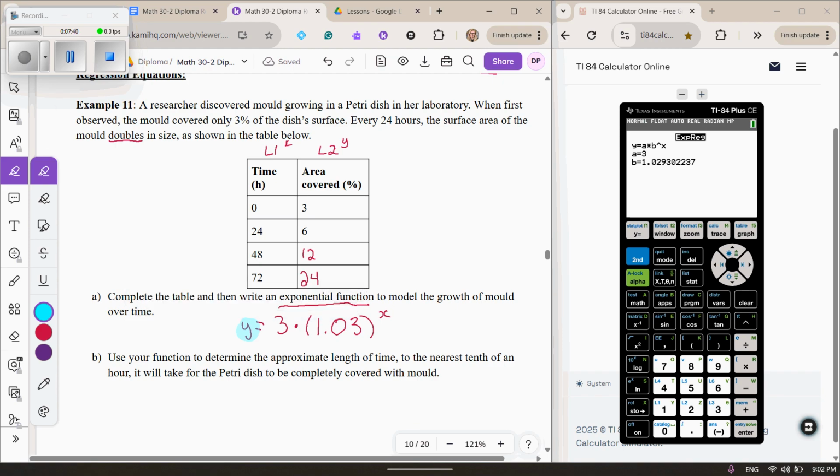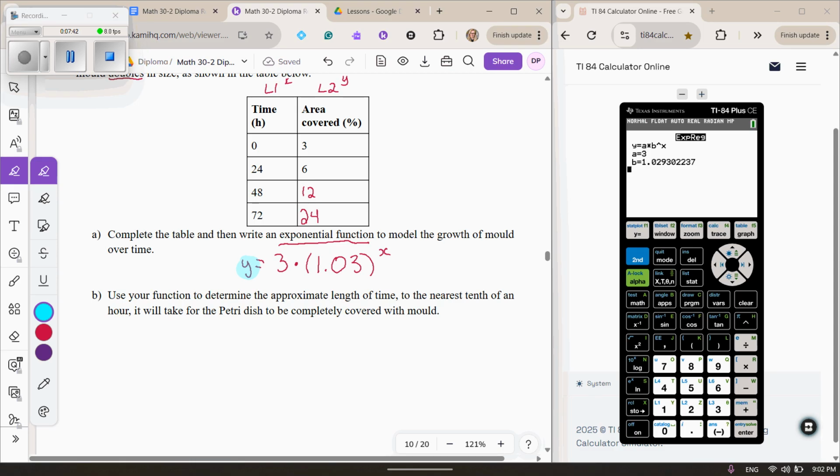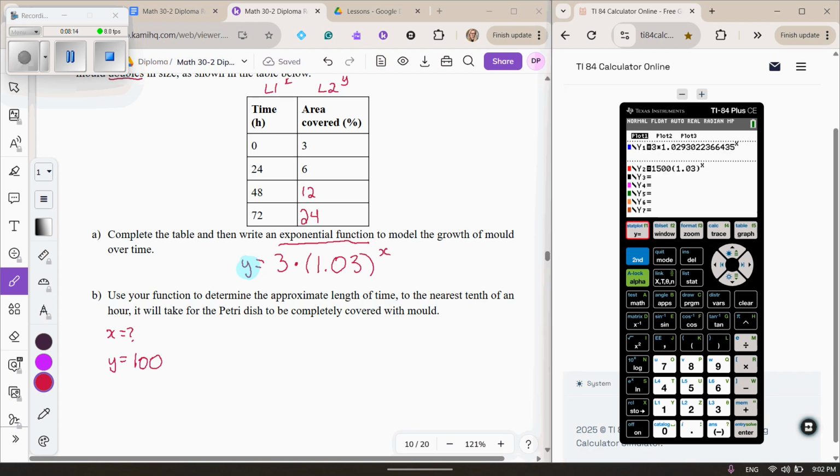Okay, so now we are going to use this to answer questions about it. It says use your function to determine the approximate length of time. So time was my X value, so X is my question mark. To the nearest tenth of an hour it will take for the Petri dish to be completely covered with mold. Okay, so completely covered with mold means that the area covered will be 100%. So if we have a Y value, we are going to go to Y, and you are going to put in 100 for your Y value.